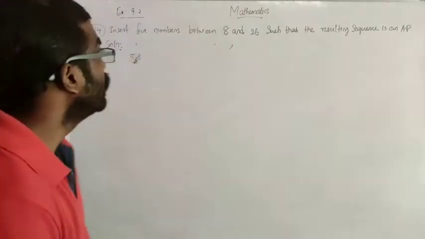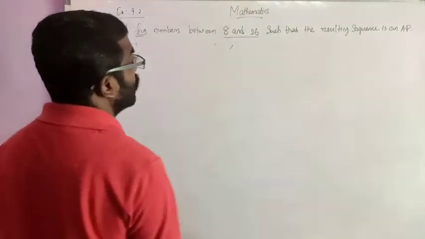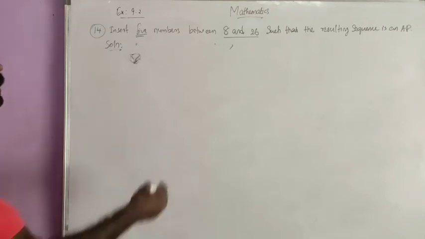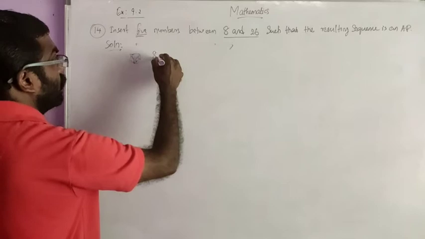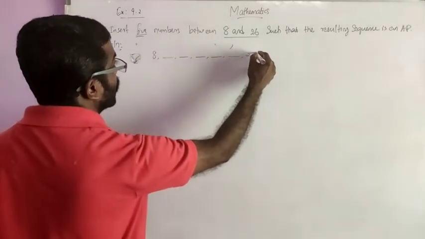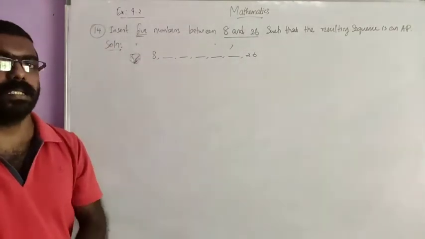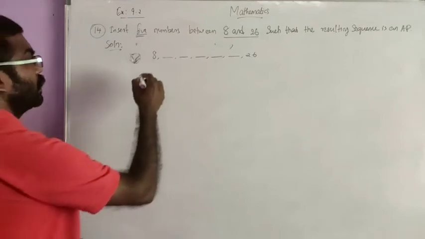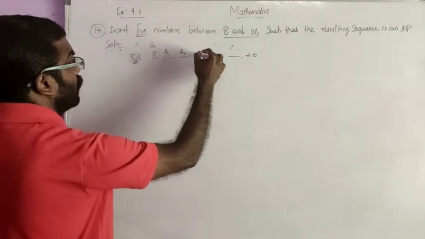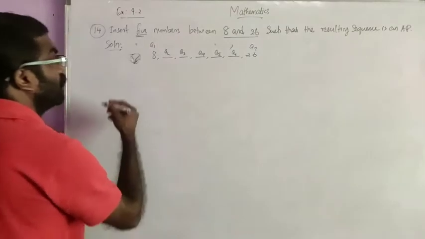Here the next question is, insert 5 numbers between 8 and 26 such that the resulting sequence is an AP. So we have to insert 5 numbers between 8 and 26 such that the resulting sequence is an AP. So consider this is an arithmetic progression. So we can take the first term as A1, then A2, A3, A4, A5, A6, and it is A7.